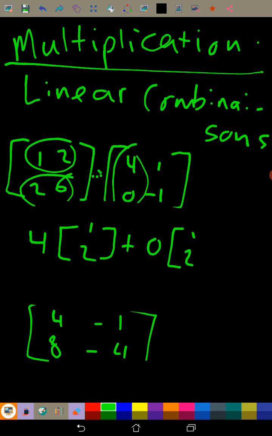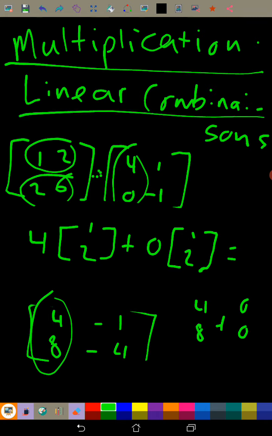1, 2, and is equal to, yeah. So what do you get here? You get 4, 8 plus 0, 0. So you get 4, 8. So you get this. Incredible, right? It's faster, but you know what? You have to know what you're doing.